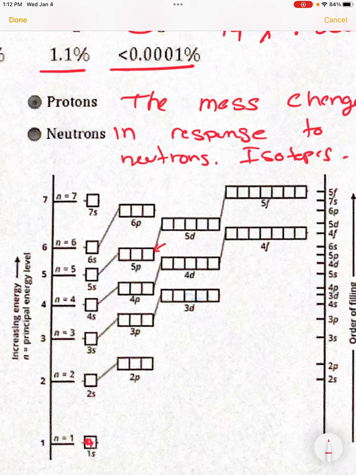1s2, 2s2, 2p6, 3s2, 3p6, 4s2, 3d10, 4p6, 5s2, 4d10, 5p5. Right here. This is your configuration for iodine.